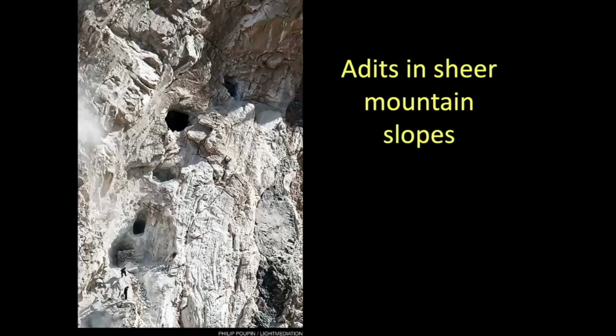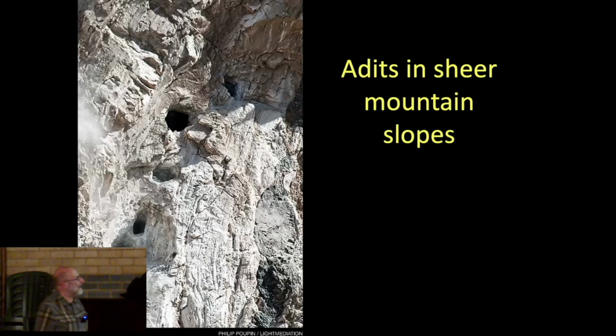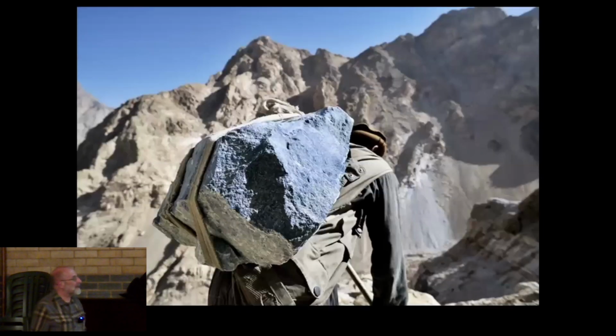You're reminded that I did talk to you before about lapis lazuli, and it's mined in these adits in the sheer mountain slopes of Afghanistan, and then you've got to take it home, so you do it on your back, and then you've got to process the material, because in it there's all sorts of other minerals that you don't want involved in the pigment. You can see the sparkly bits there, that's pyrite. There's also a lot of calcite in there.